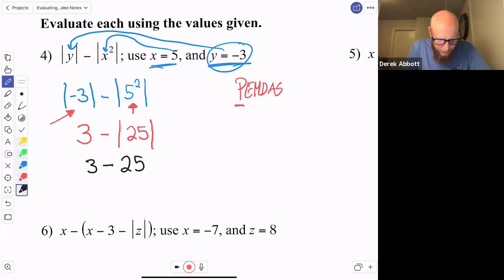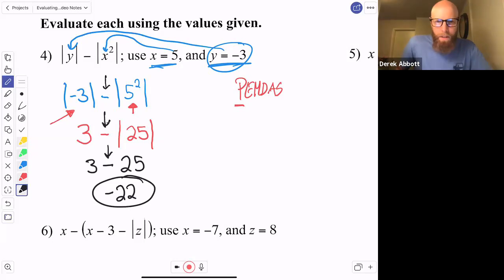Now, notice since that was a minus sign here, it's still a minus sign here. It's still a minus sign there, just because it was the separator between those things. So leave it. So 3 minus 25 is -22. And we're done. Just like that.